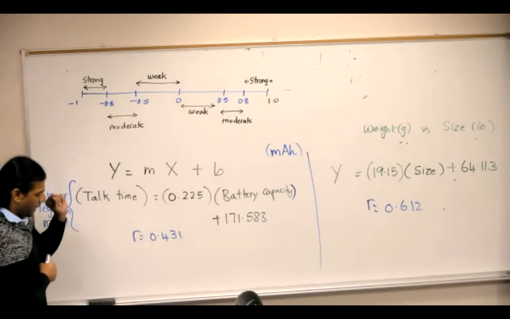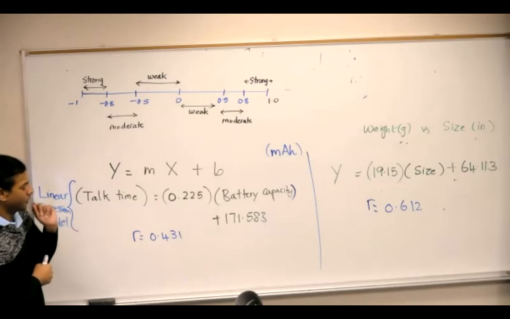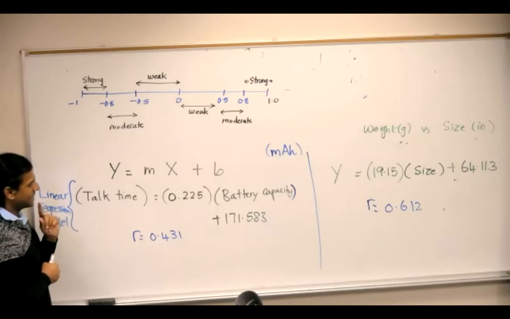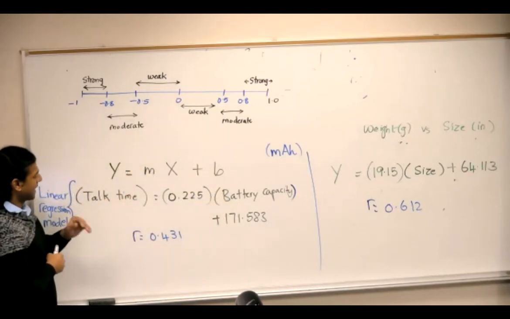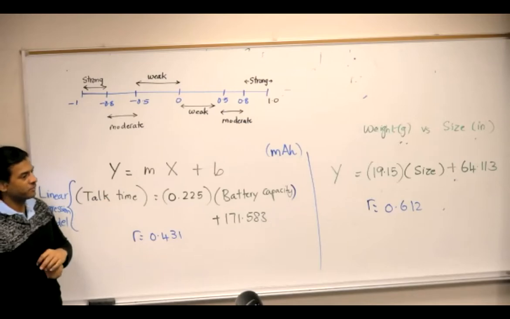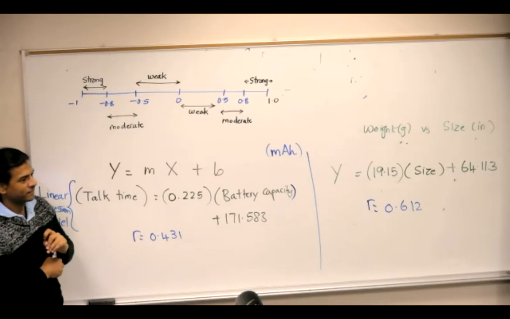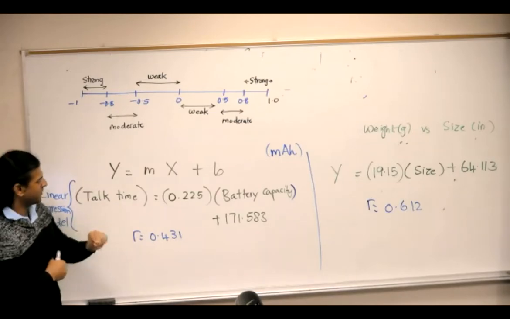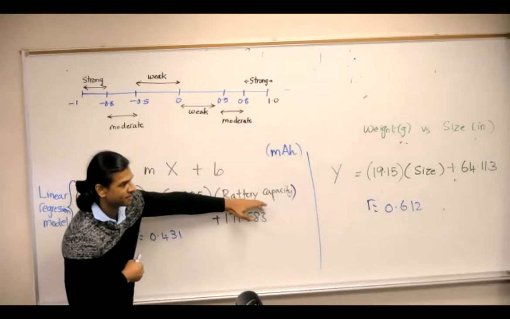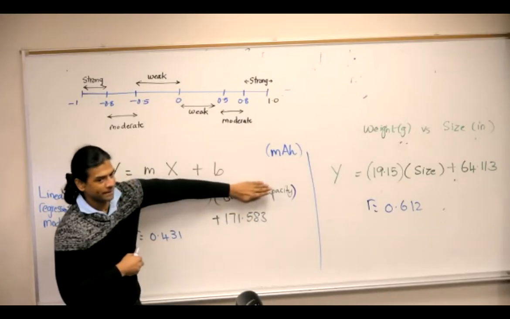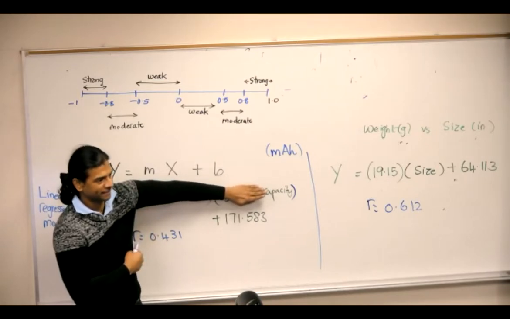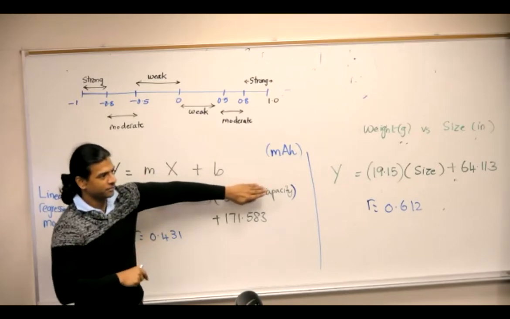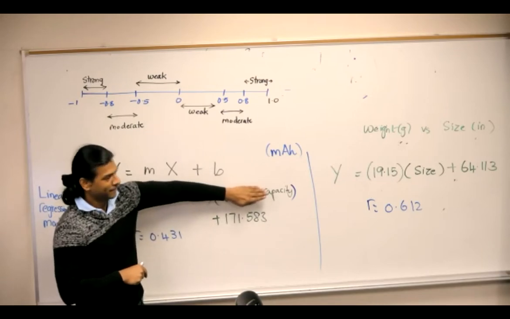Now, would it be practical or reasonable for me to set battery capacity to 0 and say the talk time is 171.583? Do you follow my question? Would it be reasonable for me to plug in 0 here, which means that term would go away, and you will get talk time equals 171.583. Is that meaningful? Why not?